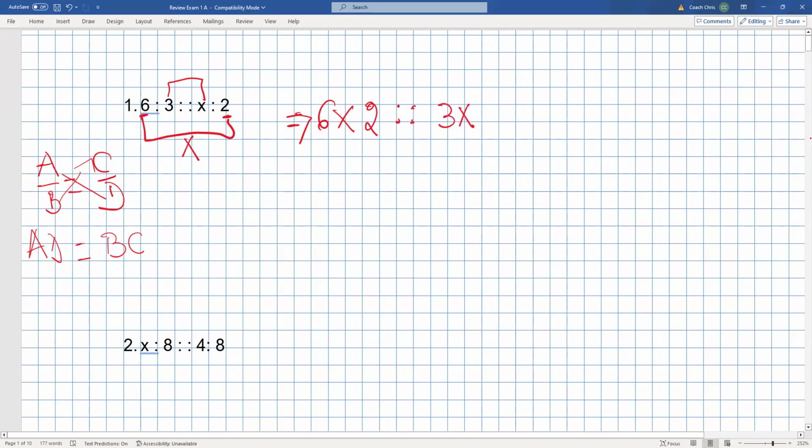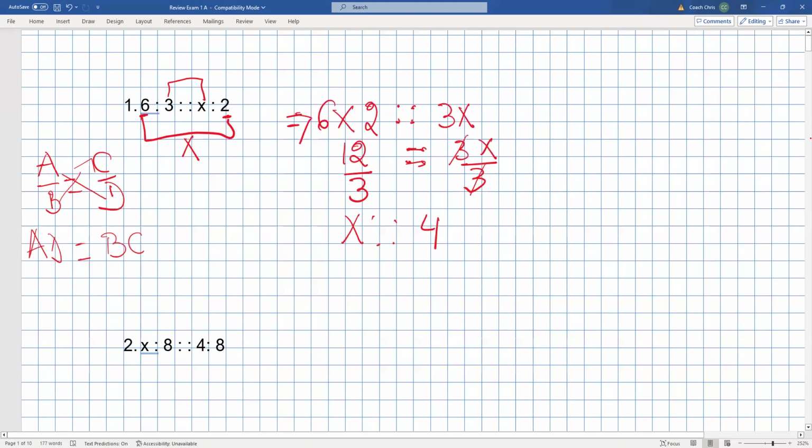So now you will have a 12 on that side of the proportion sign, and you're going to have a 3x. Since we are solving for x, we need to isolate x. The only thing you have to do is divide both sides by 3. Once you divide both sides by 3, these 3s are going to cancel. Then your x value is going to be 4.